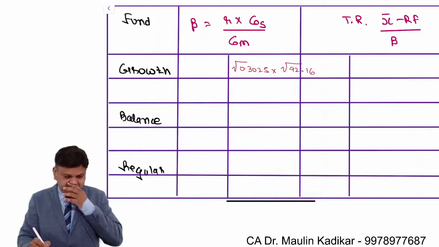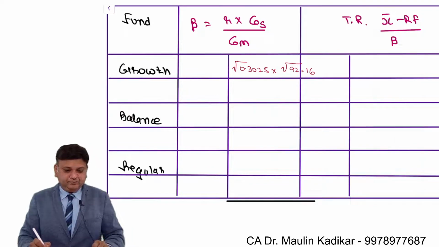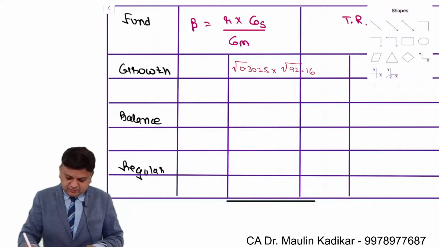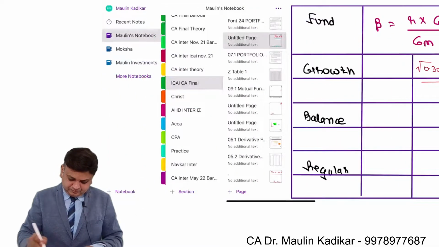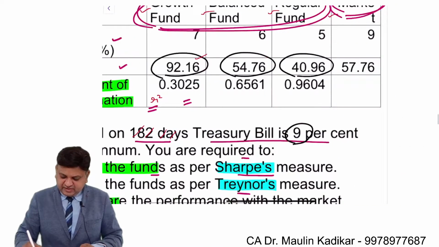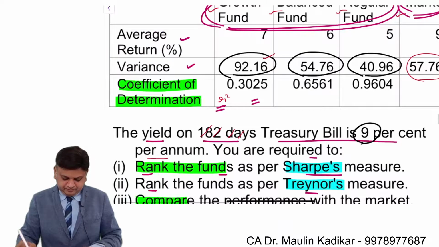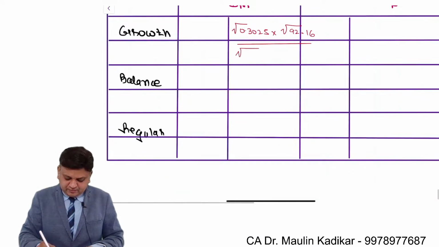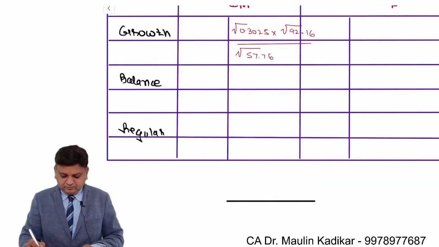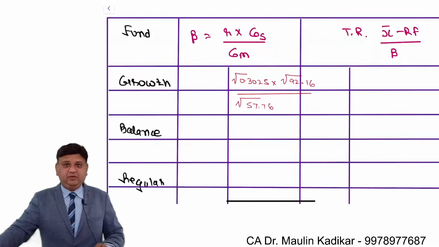divided by the standard deviation of the market portfolio. We have been provided with the information about the variance of the market portfolio, so we'll compute the square root of the same. This is the variance of the market portfolio. So it is the square root of 57.76. That is the way the beta will be found.